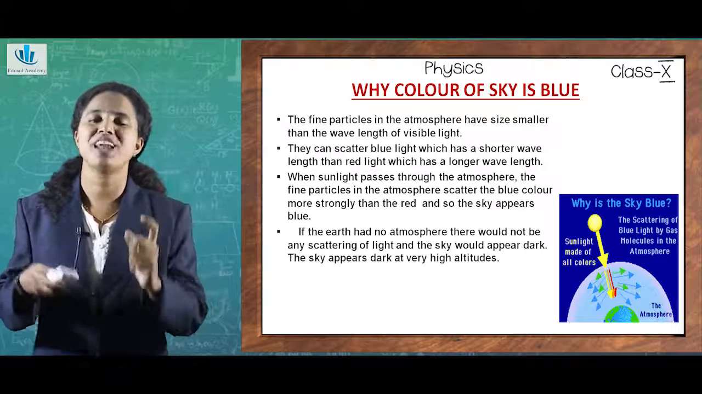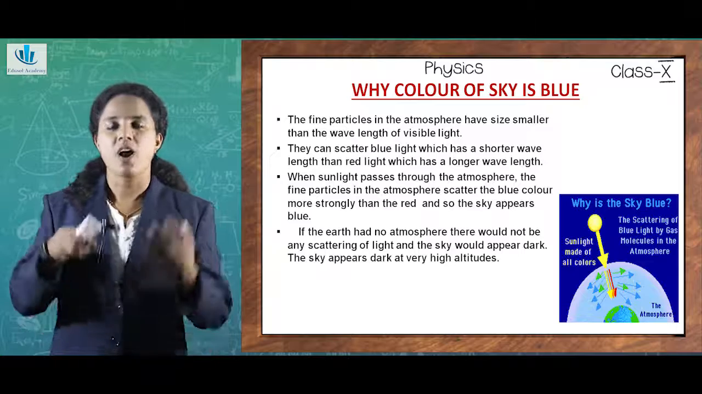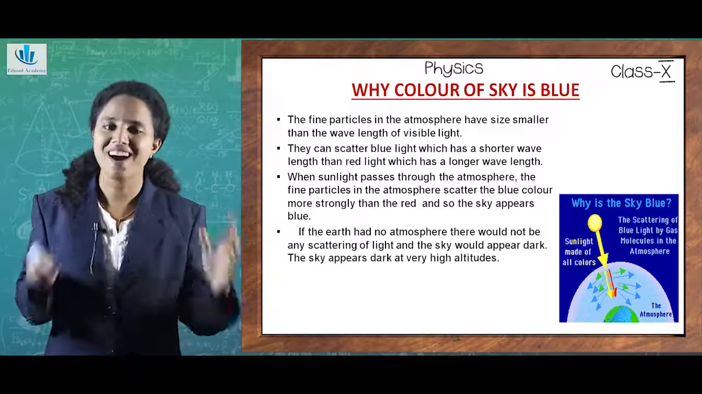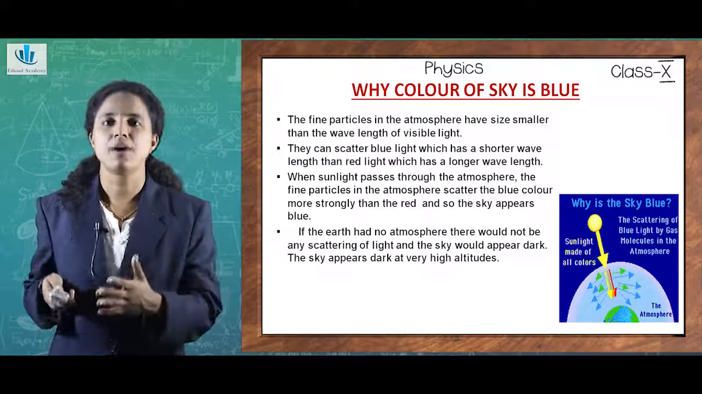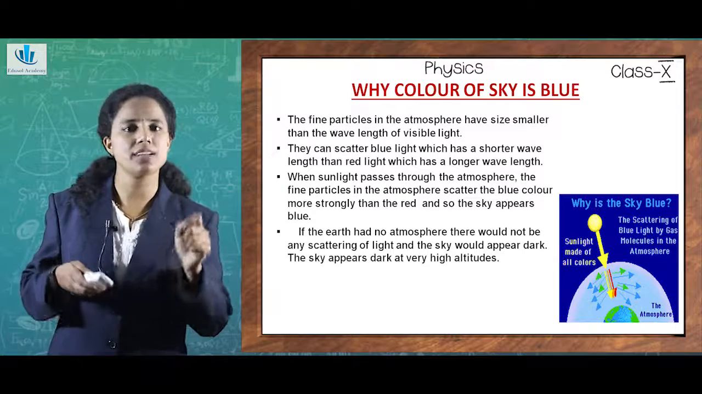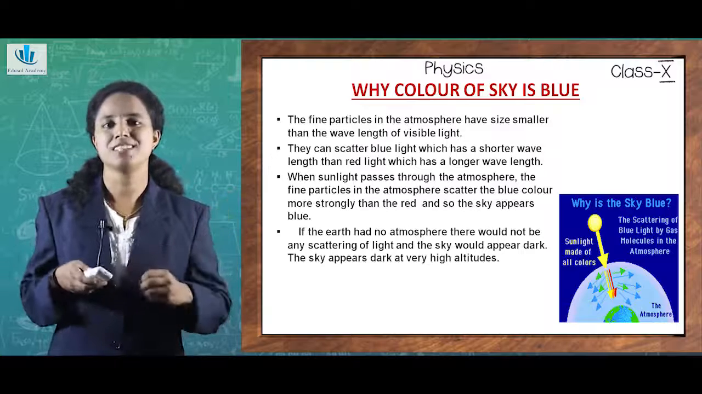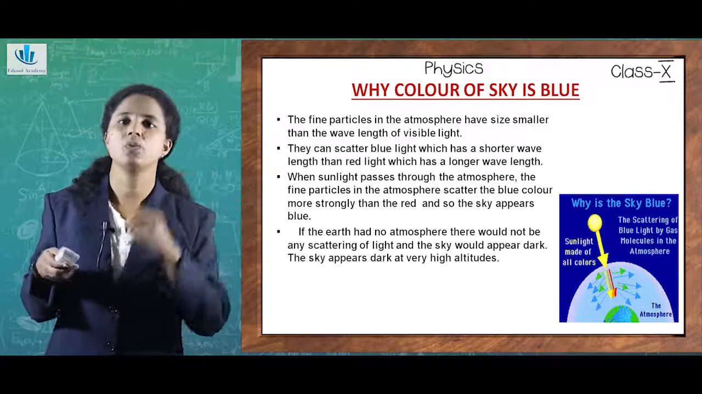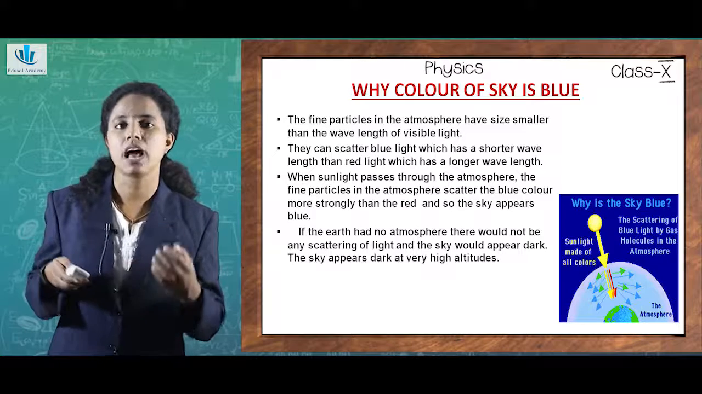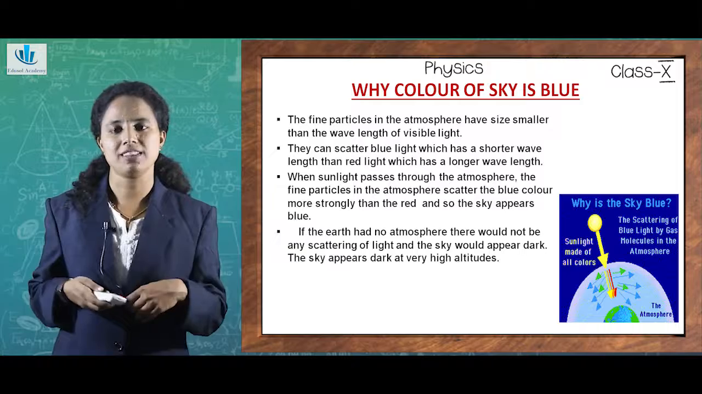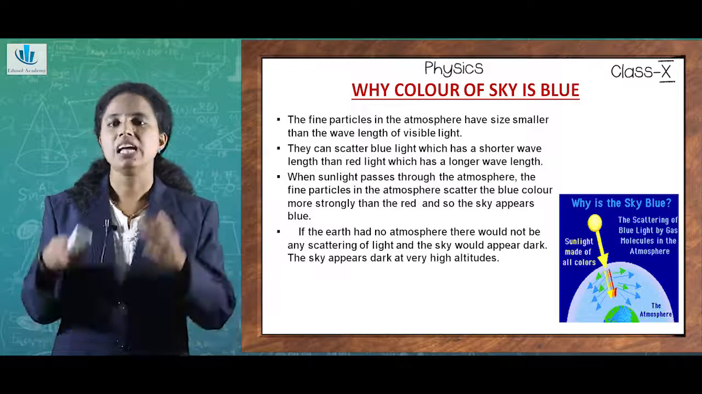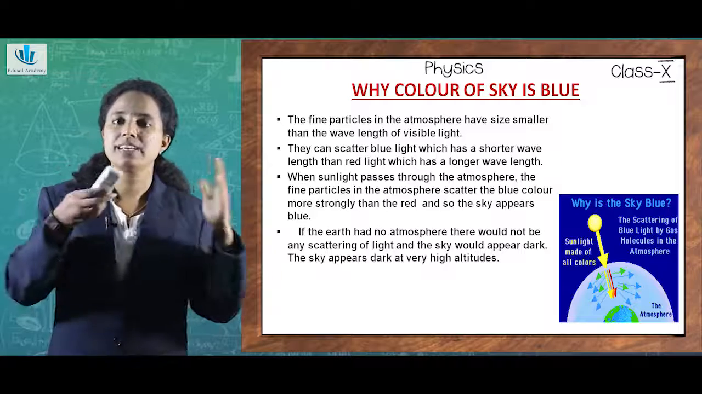It is based on the scattering of light. We can have a discussion on how the light scattering leads to the color of the sky being blue. You know, the atmosphere is composed of a large number of particles, isn't it? So there are many dust particles, many fog particles, then air molecules, etc. So there are many fine particles in the atmosphere, isn't it? These fine particles in the atmosphere will be having a size smaller than the wavelength of the visible light. The thing is, they can scatter blue light, which is having a shorter wavelength than red light with a longer wavelength. That we have already said. The wavelength of the color and the scattering is inversely proportional. If they are having low wavelength, that particular color will be scattered more.